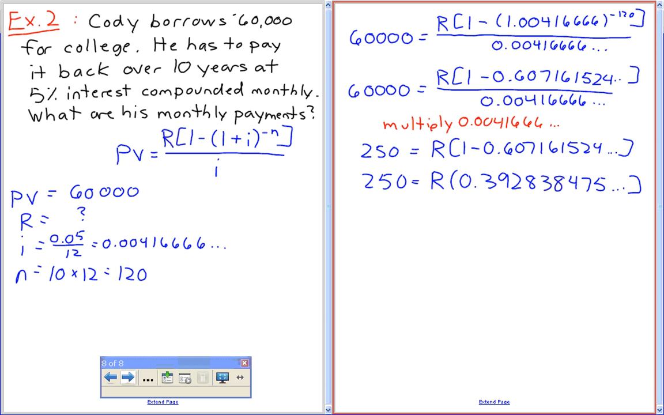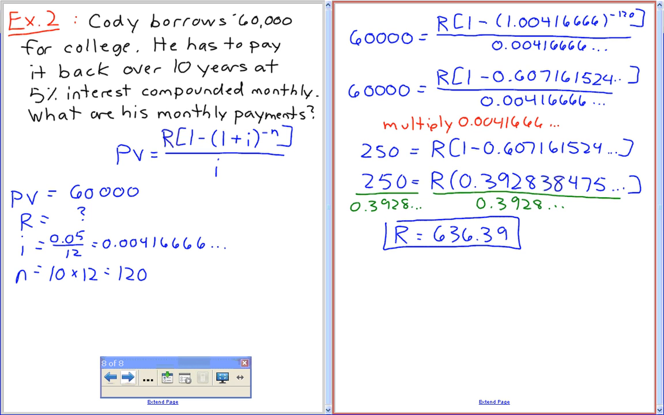All right, and the last thing is going to be dividing by that 0.3928. Okay, Georgie, can you give me a number, please? $636.39. Somebody confirm that for me. Okay. Therefore, $636.39 is Cody's monthly payment.